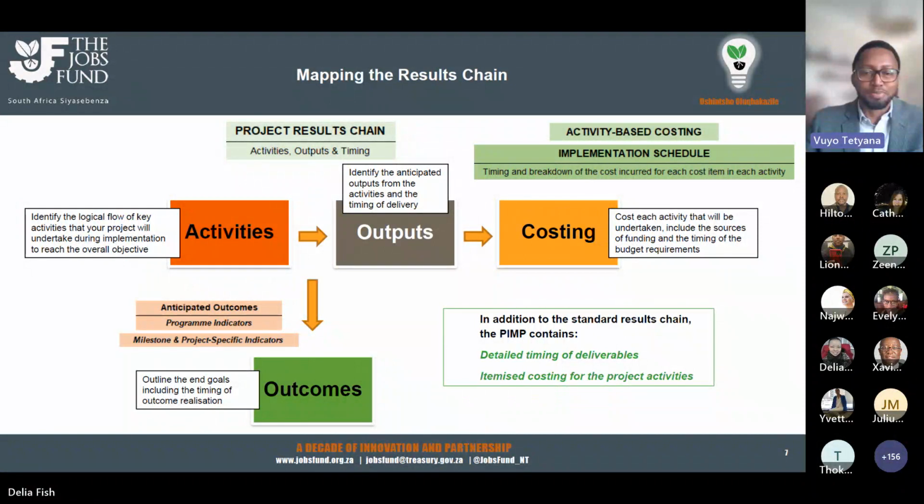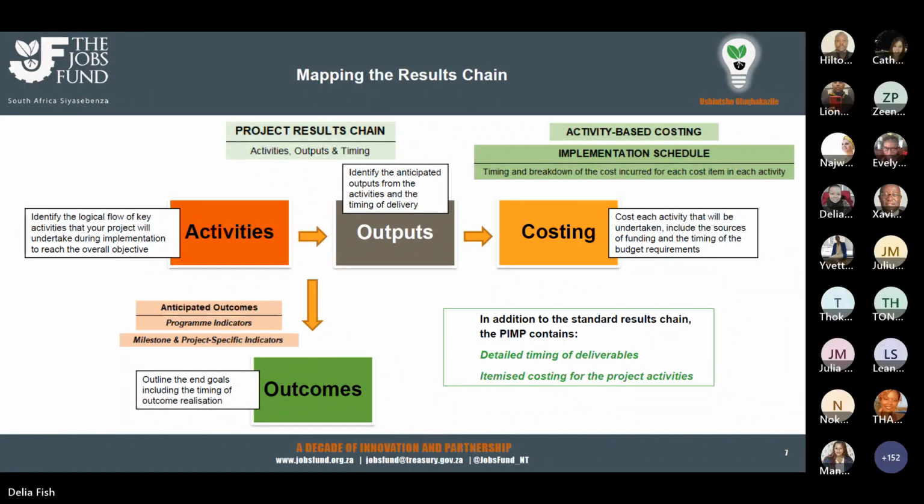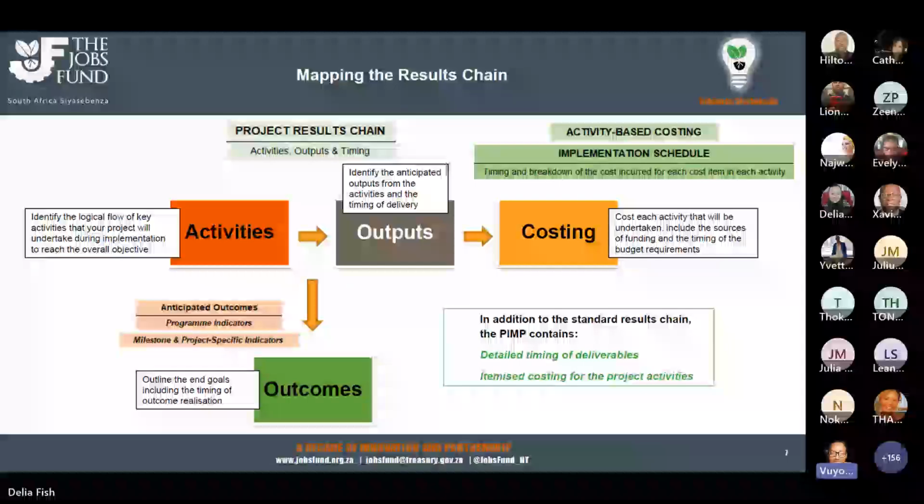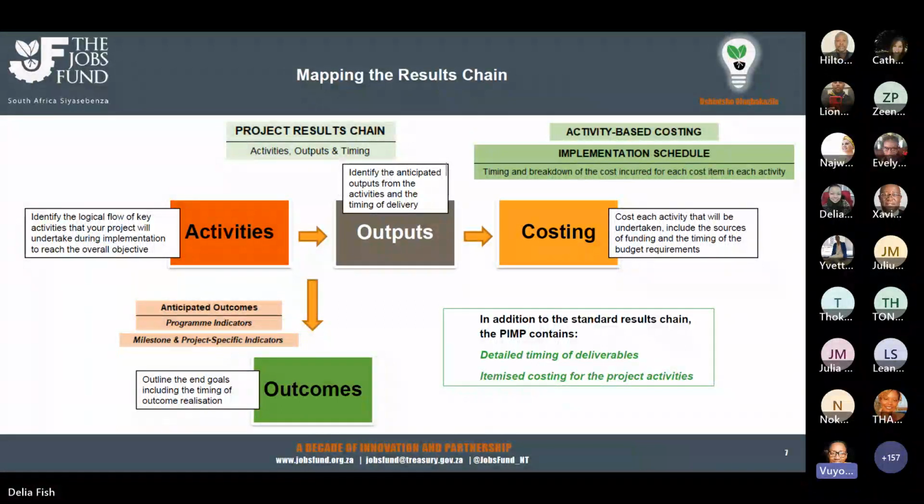Great. So as I said, we've spoken in the previous session around the ABC PIMP about these concepts that we see here. We've spoken about the identification of key activities of the anticipated project. What are the key activities that will result in this particular project realizing the objectives that it set for itself? So we've spoken about that.